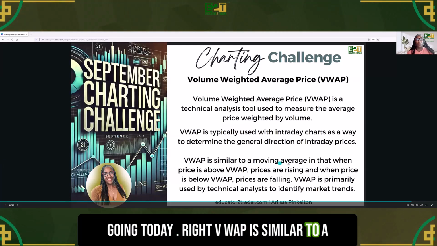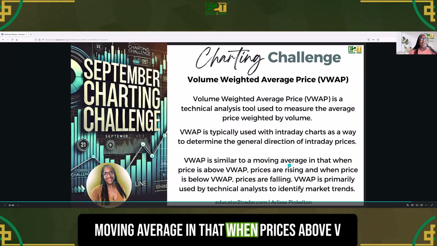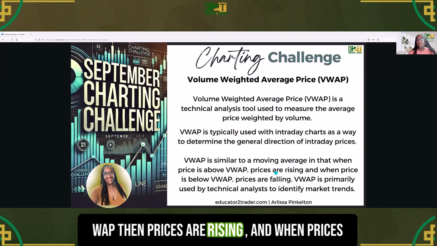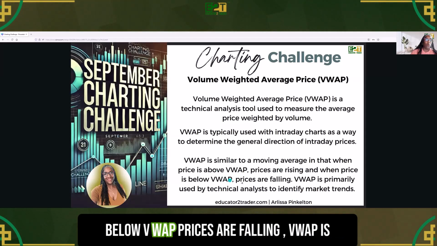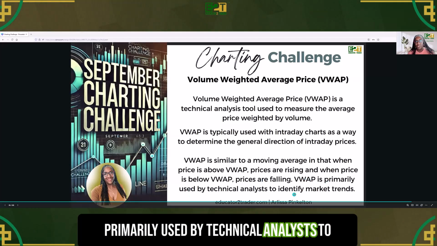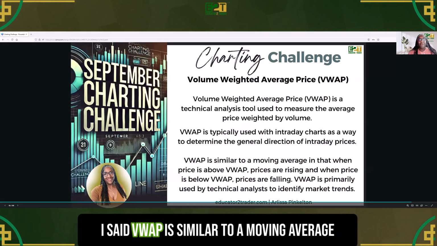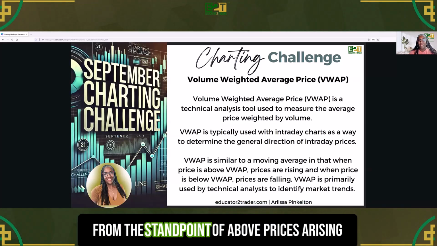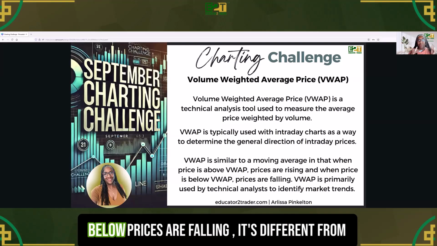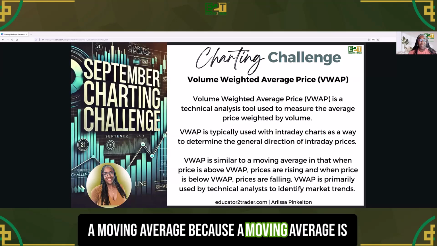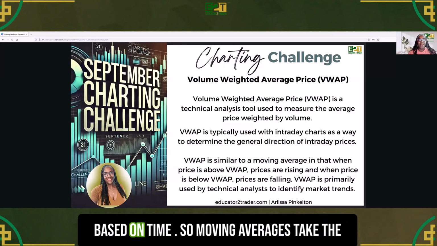VWAP is similar to a moving average in that when price is above VWAP, then prices are rising, and when price is below VWAP, prices are falling. VWAP is primarily used by technical analysts to identify market trends, okay? So even though VWAP is similar to a moving average from the standpoint of above, prices are rising, below, prices are falling, it's different from a moving average because a moving average is based on time.